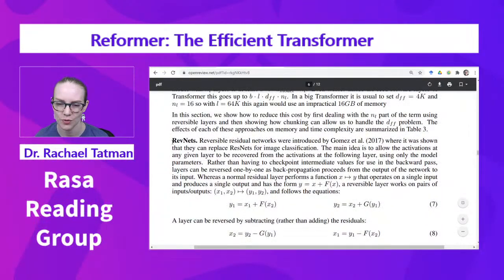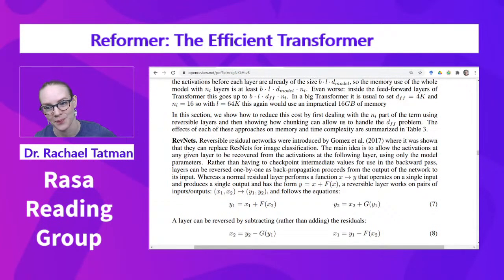RevNets. Reversible residual networks were introduced by Gomez et al. 2017, where it was shown that they can replace ResNets for image classification. This is literature I have never touched. I hope they talk about it in detail because I'm not familiar with this at all.